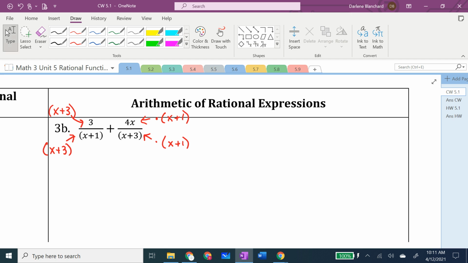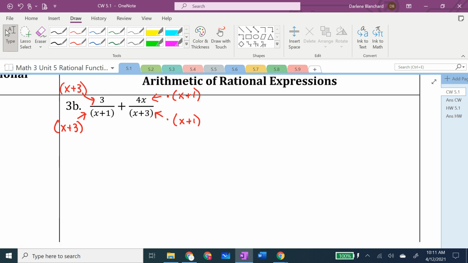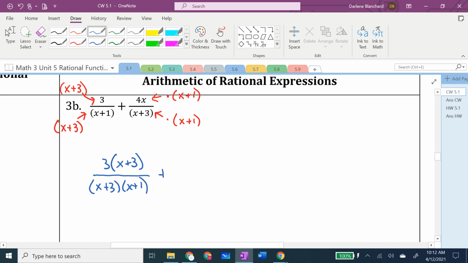Okay, wake up. There we go. So what I have is the fraction on the left is 3 parentheses times x plus 3. And by the way, you can do this in fewer steps than I'm doing. I just want to not lose anyone on the way. The denominator is x plus 3 times x plus 1. Second fraction, I have a 4x multiplied by a parentheses of x plus 1.